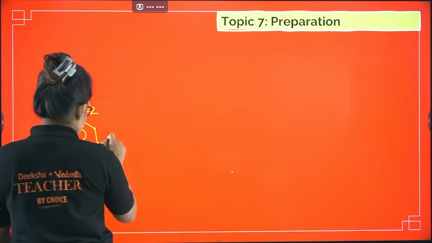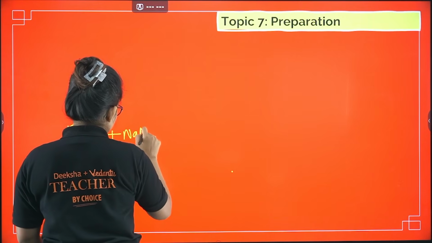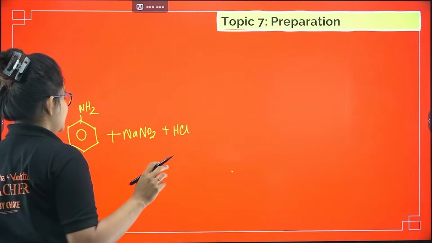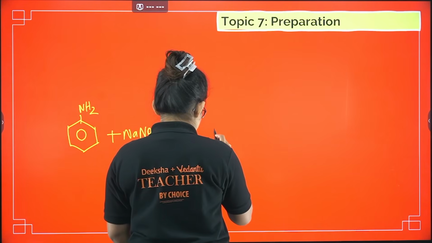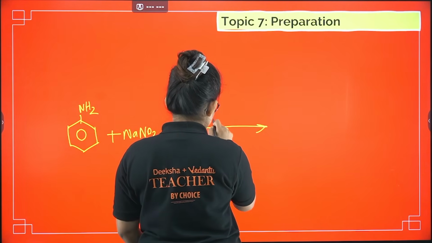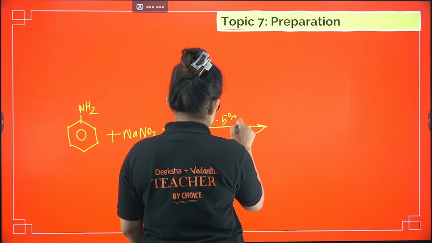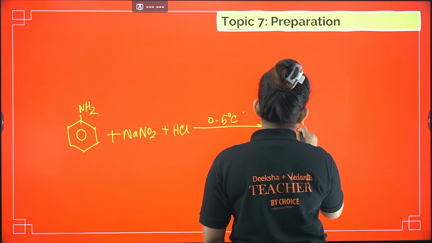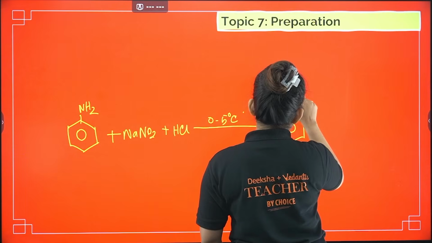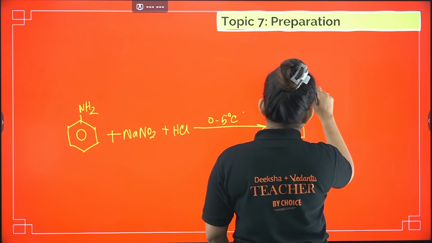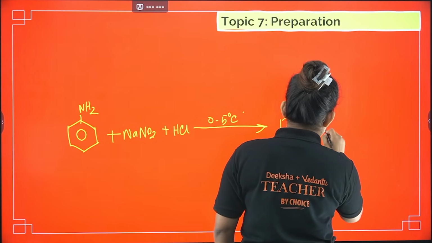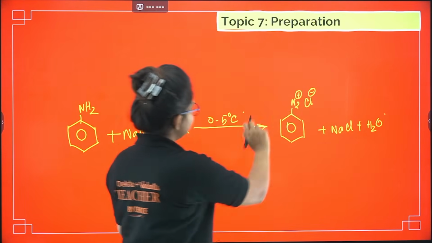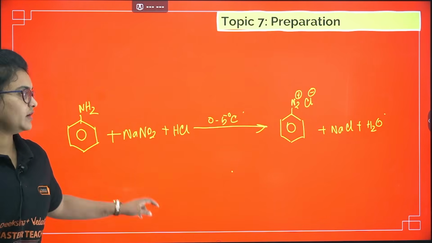In aniline, what is the condition? I can give NaNO2 plus HCl. In situ they will produce HNO2, that is nitrous acid. Okay, you can give 0 to 5 degrees Celsius temperature. As a result of this, you will end up with the benzene diazonium chloride formation, N2+Cl-, along with NaCl plus H2O as byproduct. So this is the preparation of benzene diazonium chloride.